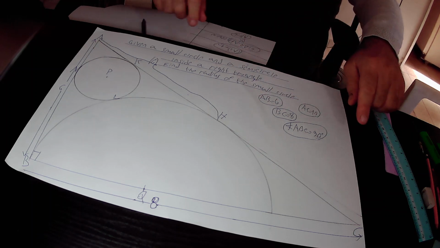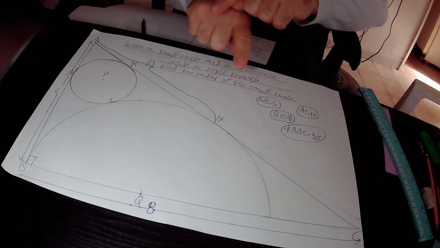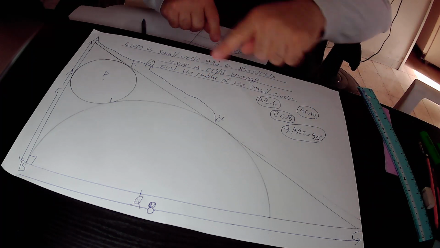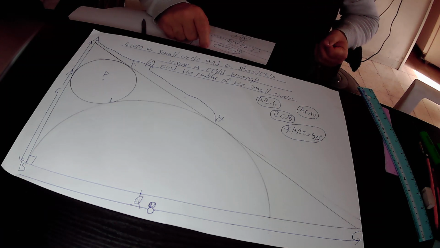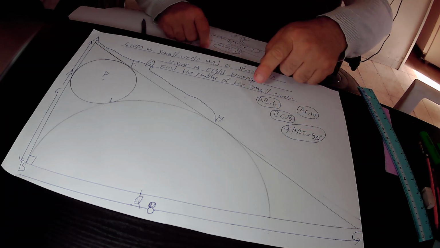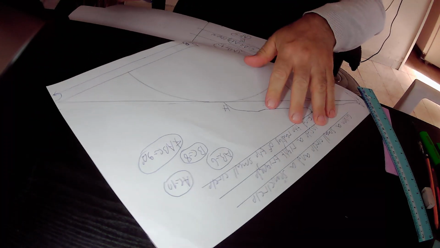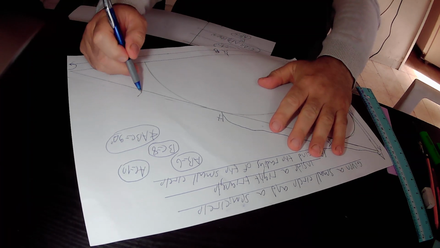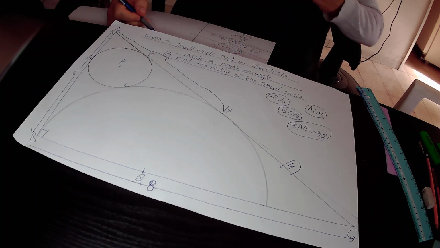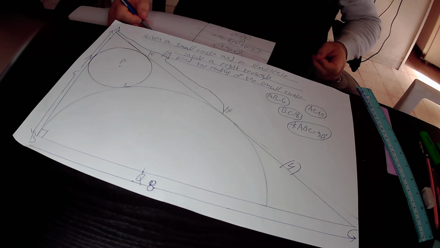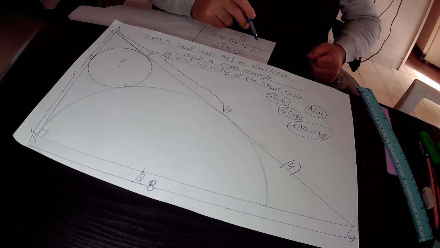What is the length of line segment HC? Line segment HC equals AC minus AH. Again, AC minus AH equals HC. So HC equals AC, that is 10, minus AH, that is 6. 10 minus 6 is 4. So the length of line segment HC equals 4 units. In the next step, we join points Q and H together by a straight line.